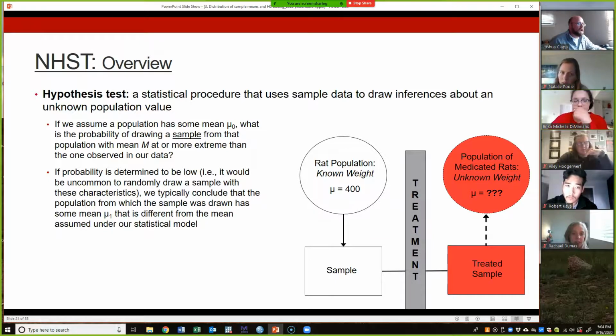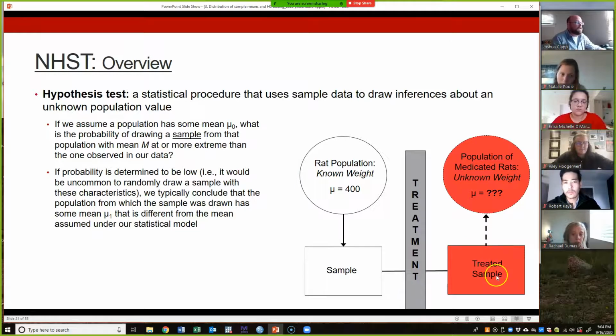It's 500 grams, right? And what I can start to do is go through and say, let's assume under the null hypothesis that the average weight of my medicated rats is 400 grams. What's the likelihood of randomly getting a sample of rats that have a mean weight of 500 grams? Now, if I determine that this is a likely event, we'd say we see sort of expected fluctuations. Then maybe this treated sample, this unknown weight, actually is 400 grams. It's not unusual to get a sample of rats that have a mean of 500. So yeah, it's weird, but it's not that big of a deal. Then we could say maybe there's no difference in these two populations.